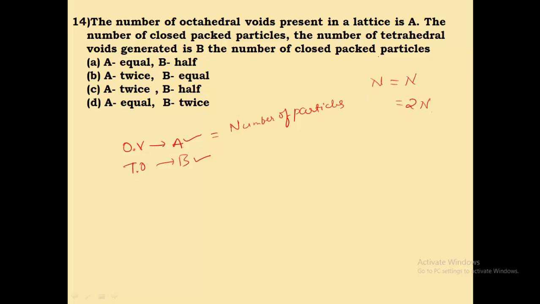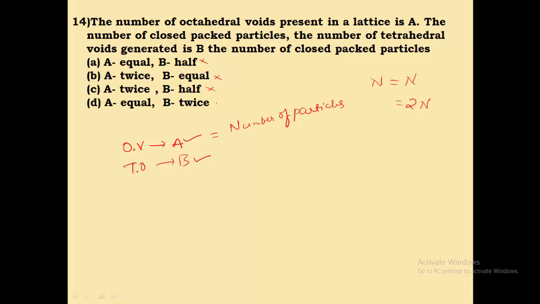So the number of close packed particles, that is here A equal B half. A means octahedral voids, B means the number of tetrahedral voids. That is not right because it is double that of the A. So this one is wrong. A twice B equal. No, because tetrahedral voids B, it is not equal to the number of particles. So this one is also wrong. A twice B half. As you know, B is always twice and A is equal to the number of particles. So option C is also wrong.